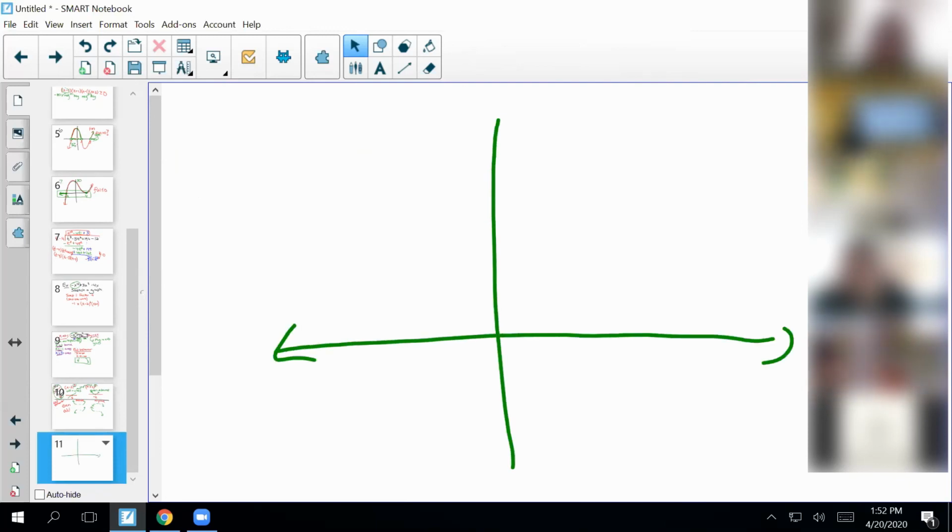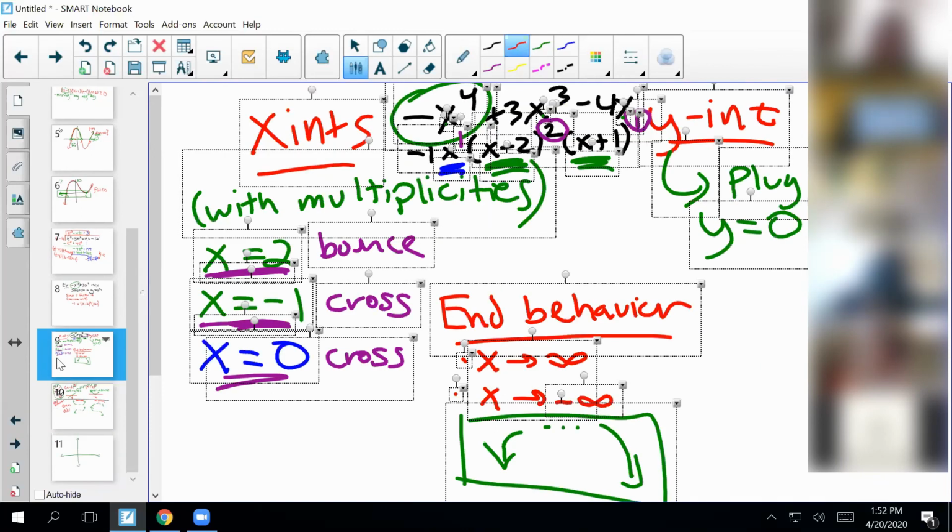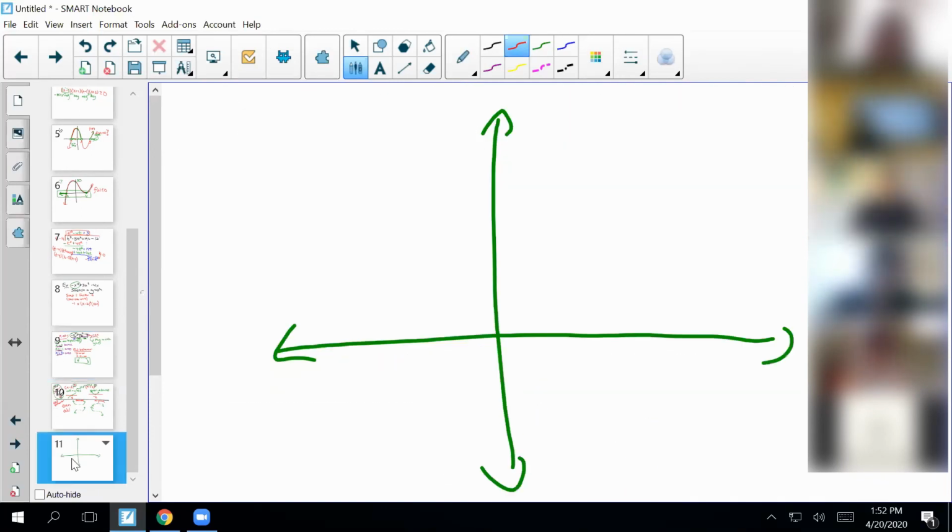So we're now ready to graph. The first piece of information I usually like to put on there is all the intercepts. So let's get all the intercepts on there. If you remember, we had intercepts at 2, -1, and 0. So, over here at 2, over here at -1, and at 0. So we know the graph goes through these points. It's a good start, I think.